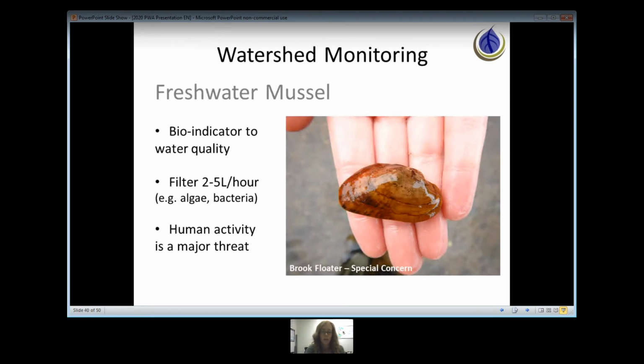We've monitored as well freshwater mussels. They're so important in our waterways. They help clean our waters as they are bivalves, so they filter feed. And they can filter up to 5 liters an hour. And they feed on algae and bacteria, which is super important for ourselves and our wildlife. This is an example on the right of a brook floater, which is a species of special concern that we've been trying to protect with our landowners. And of course, a lot of our macroinvertebrates are very sensitive to human activities.